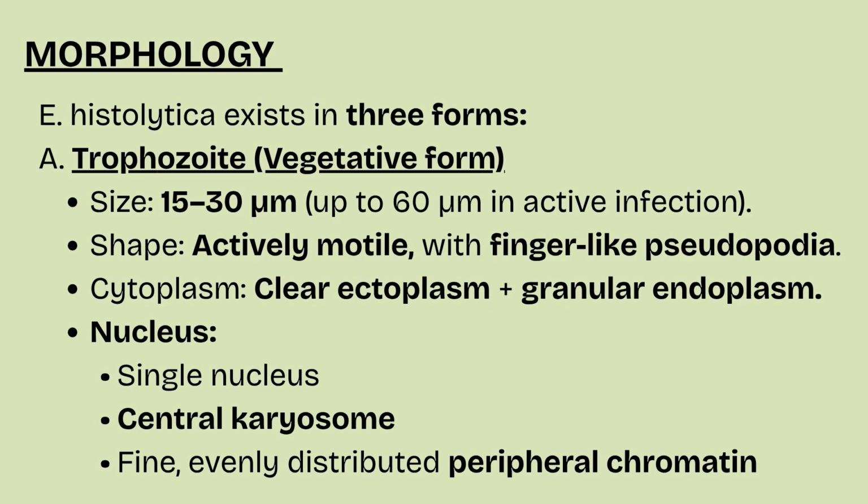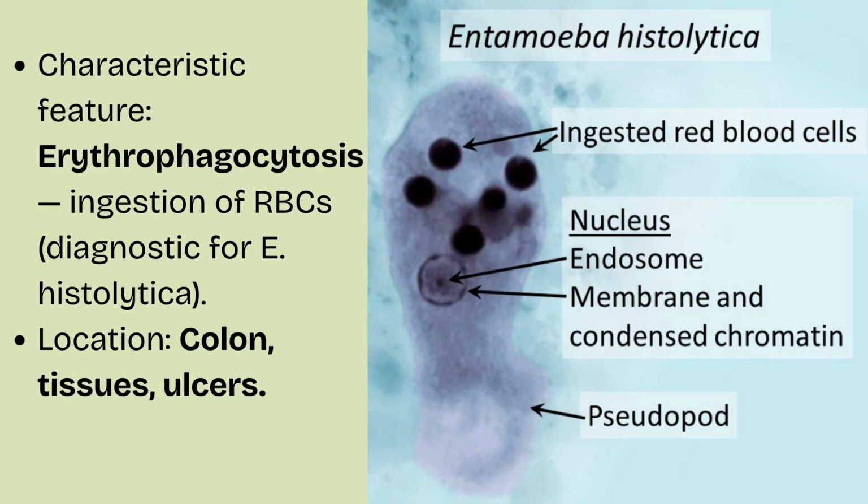The nucleus is distinctive with a central karyosome and fine, evenly distributed peripheral chromatin. One of its most important features is erythrophagocytosis, meaning it engulfs and digests red blood cells. This feature is seen in the colon, tissue lesions, and intestinal ulcers.